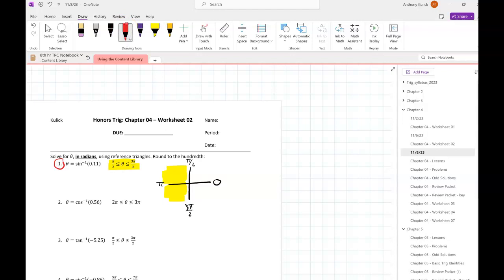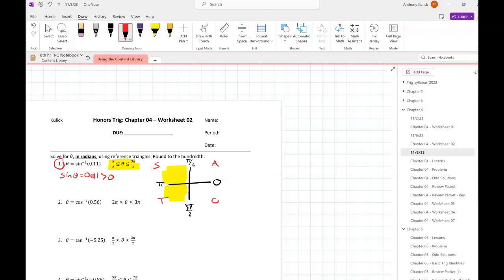Now this says theta equals sine inverse of 0.11. That's the same thing as saying sine theta is equal to 0.11. Well, that's a positive value. So I'm going to now think about where sine can be positive. So we had an acronym for this.